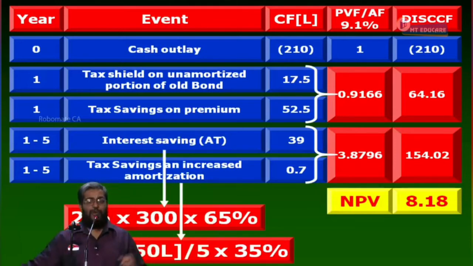Point number 3 or 4? 4. Tax savings on incremental amortization. Underline that. Write first.